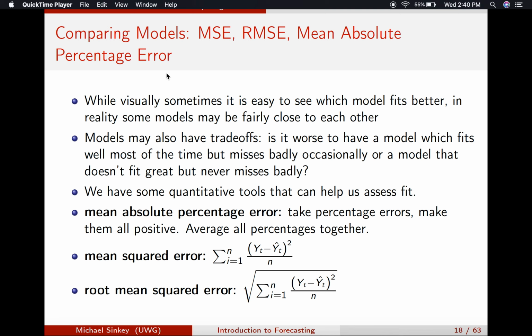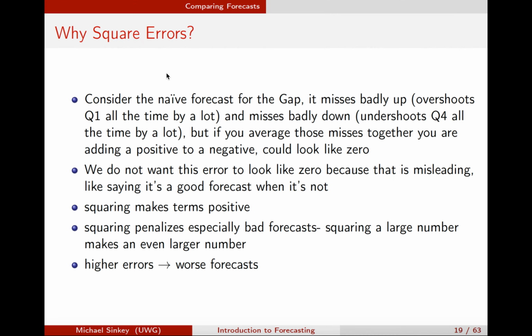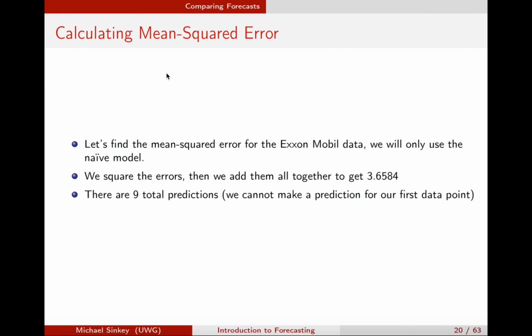So if we take a look at these different types of error, we have mean absolute percentage error, where we take the error divided by the data. That's the percentage error. We make all of these percent errors positive, and then we just take the average. We have the mean squared error, where we just square errors and average them together, and we have the root mean squared error. And the mean squared error is the preferred mechanism for evaluating the quality of the forecast.